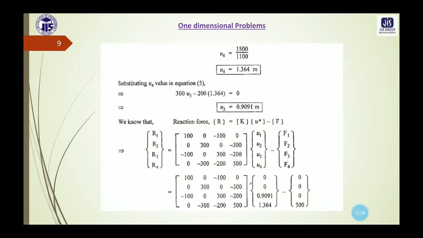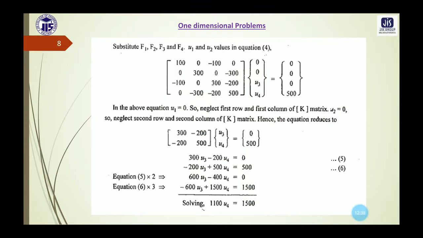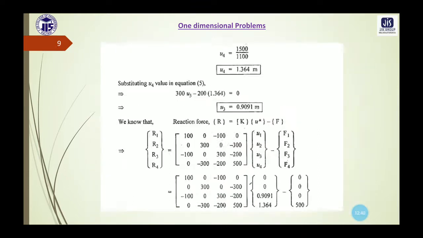Next, if we put the value of u4 in any of the earlier equations 5 and 6, we will be able to find the value of u3, that is the nodal displacement corresponding to node 3, which we are getting as 0.9091 meter. So this is the procedure based on which we have found the value of the nodal displacement and stiffness matrix here.